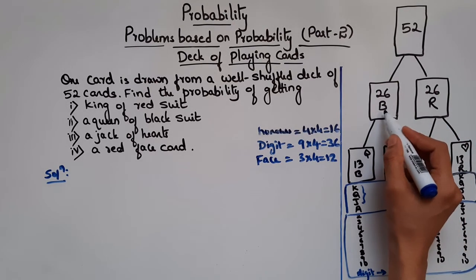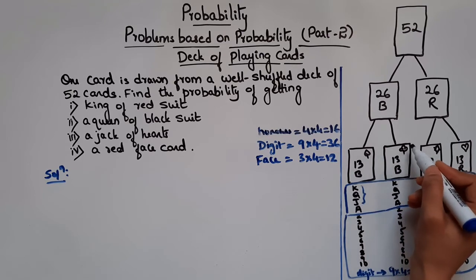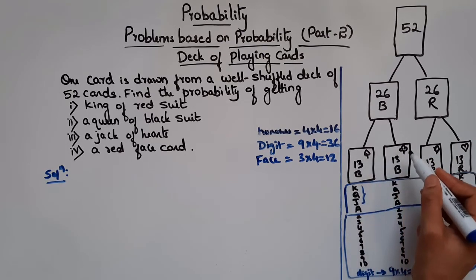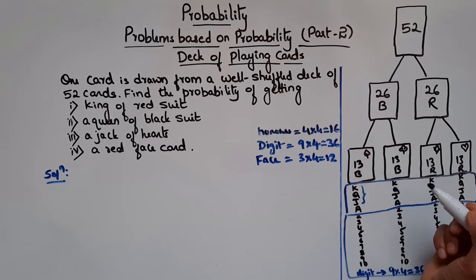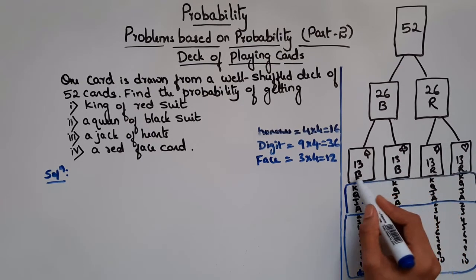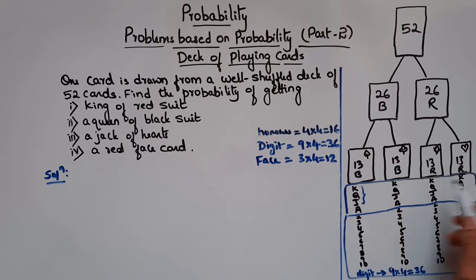So in these 26 black cards, there are two types of cards. These are called spade cards and these are club cards. So we have 13 spade cards and 13 club cards. Similarly, in 26 red cards, we have 13 diamond cards and 13 heart cards. So here spade and clubs are black cards and diamond and heart are red cards. Each set of 13 cards is called a suit.